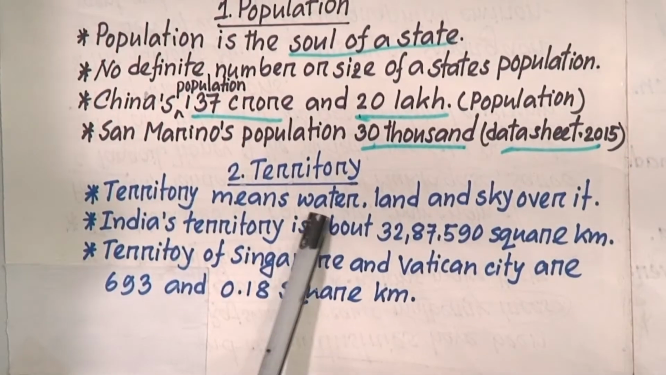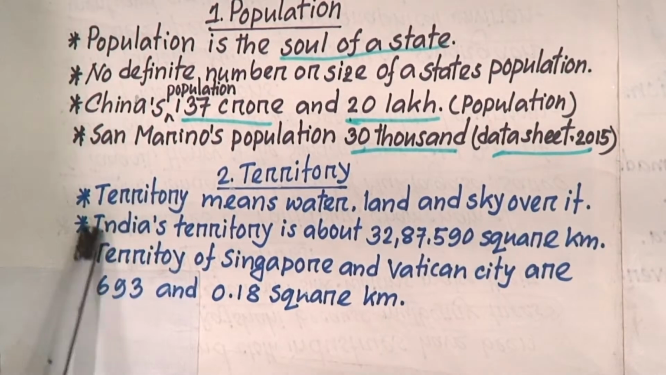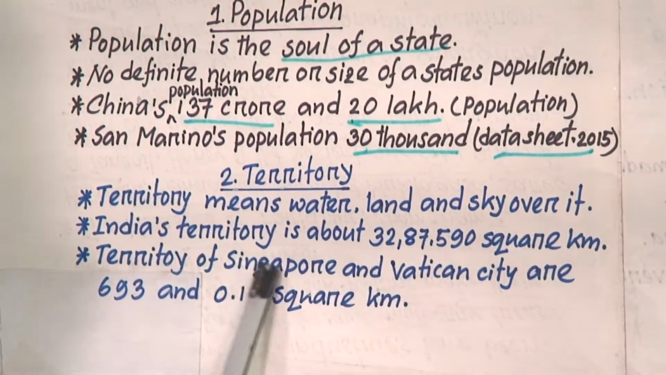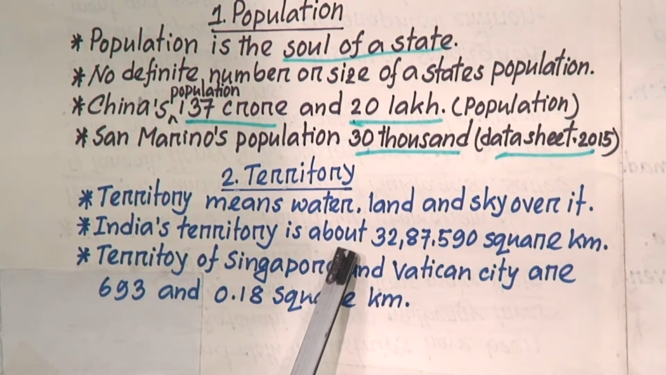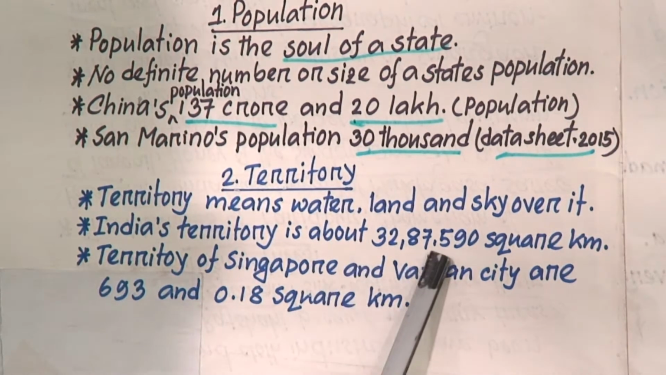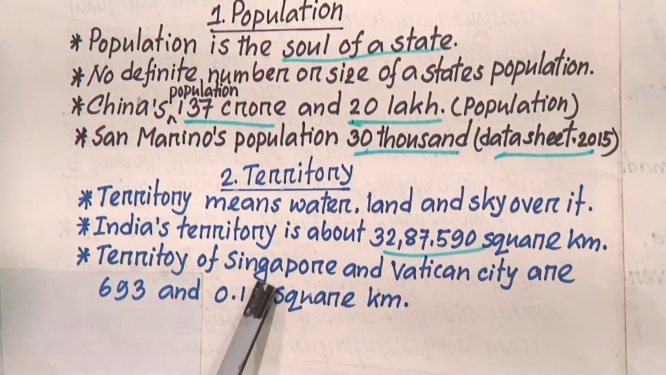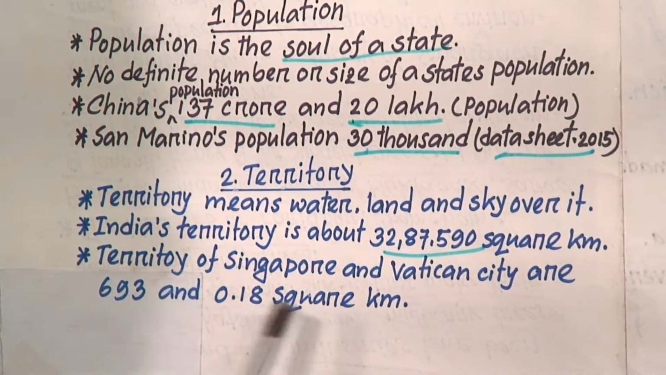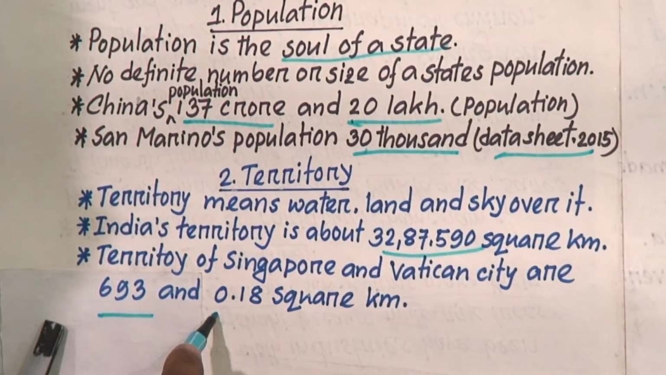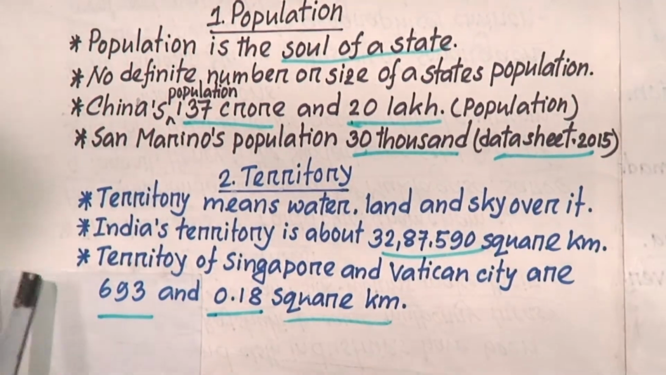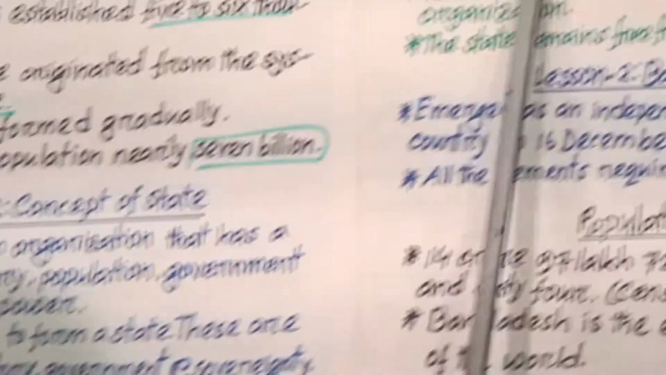Number 2, territory. Territory means water, land, and sky over it. This is the definition. India's territory is about 32,87,590 square kilometers. This is important. The territory of Singapore and Vatican City are 693 and 0.18 square kilometers. We'll move to the next part.